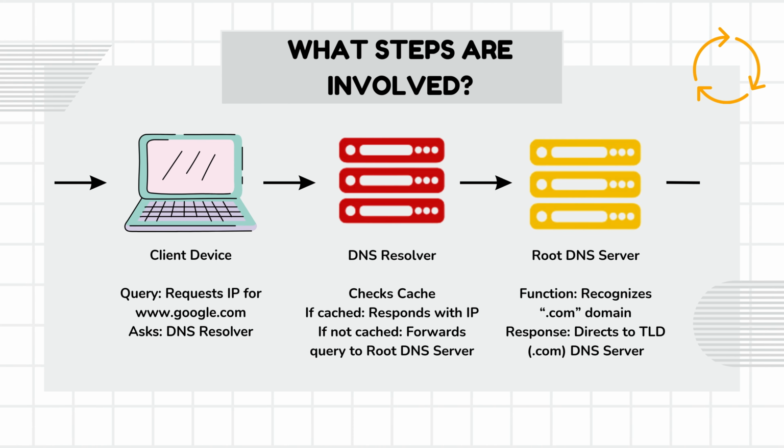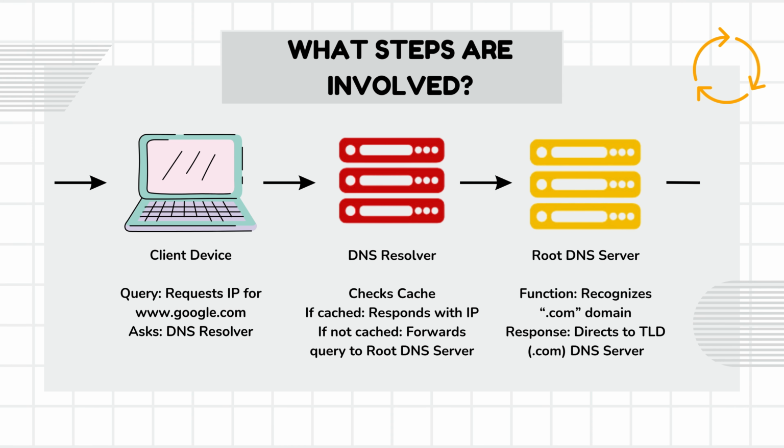Hi, I will explain the DNS resolution process, which is how a domain name like www.google.com is translated into an IP address. Let's walk through each step. Step 1. Client device requests IP address. The client device, like your computer or phone, wants to connect to www.google.com. It asks the DNS resolver, what's the IP address for this site? Step 2, DNS resolver checks cache. The DNS resolver checks its cache for the IP address. If it's not there, it sends a request to the root DNS server to continue the search.